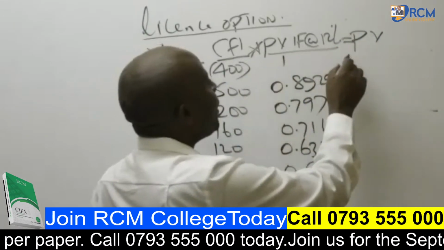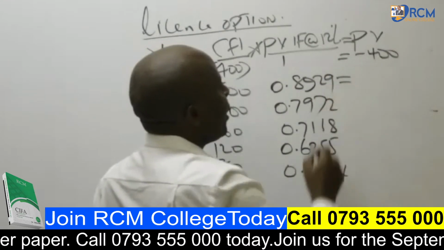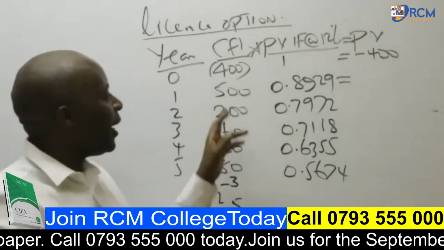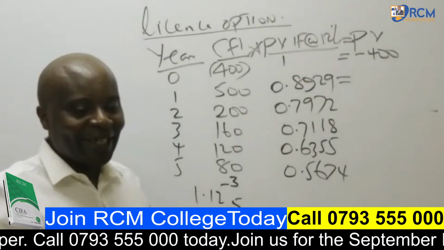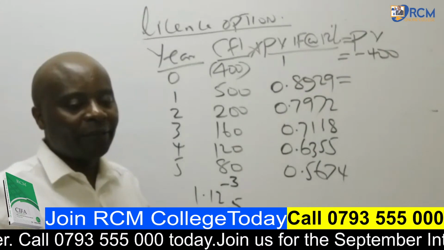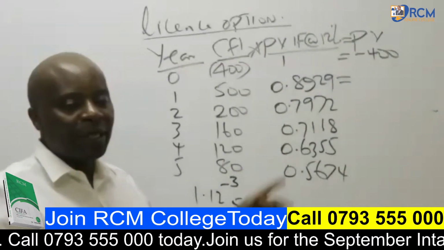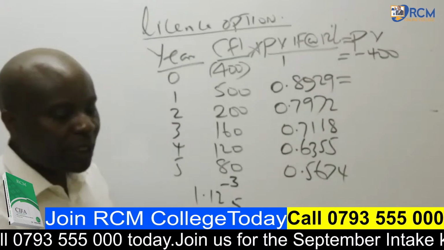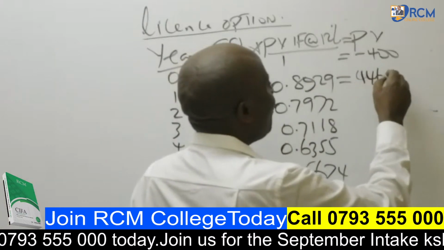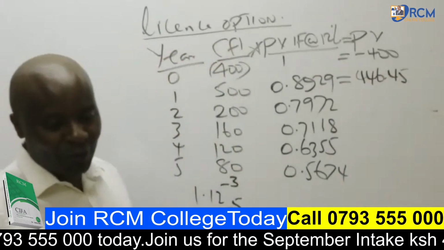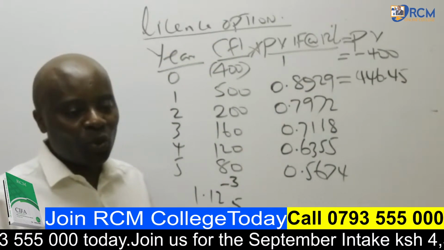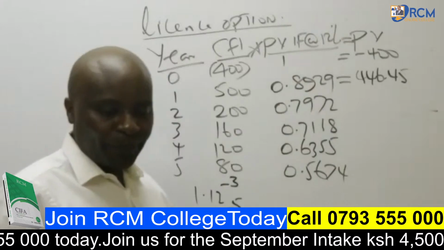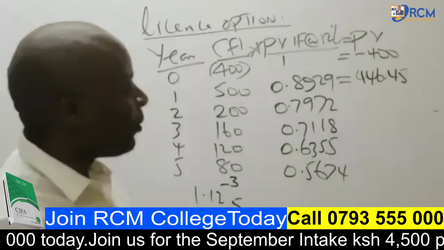The first one, I'm quite aware, is minus 400. The second one will be 500 times this. Please give me a figure. 500 times this figure, what are we getting? It gives us 446.45. Now from there we go to year number 2, which is 159.44.